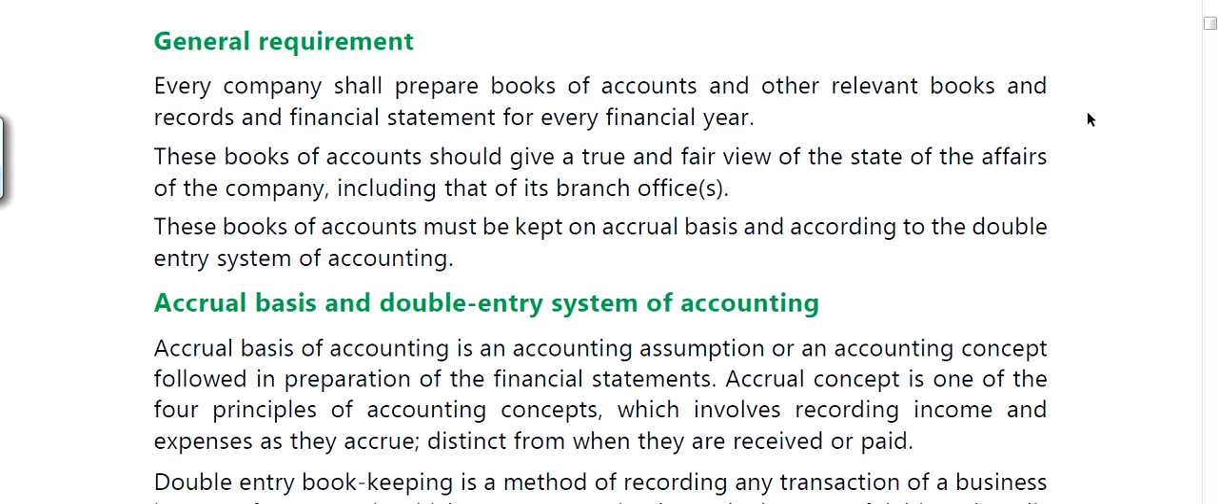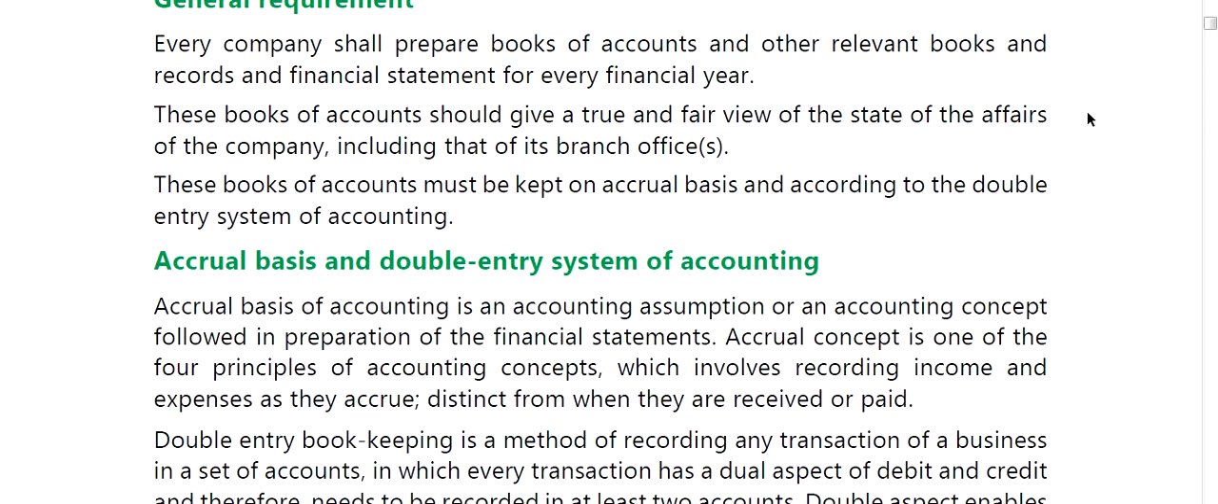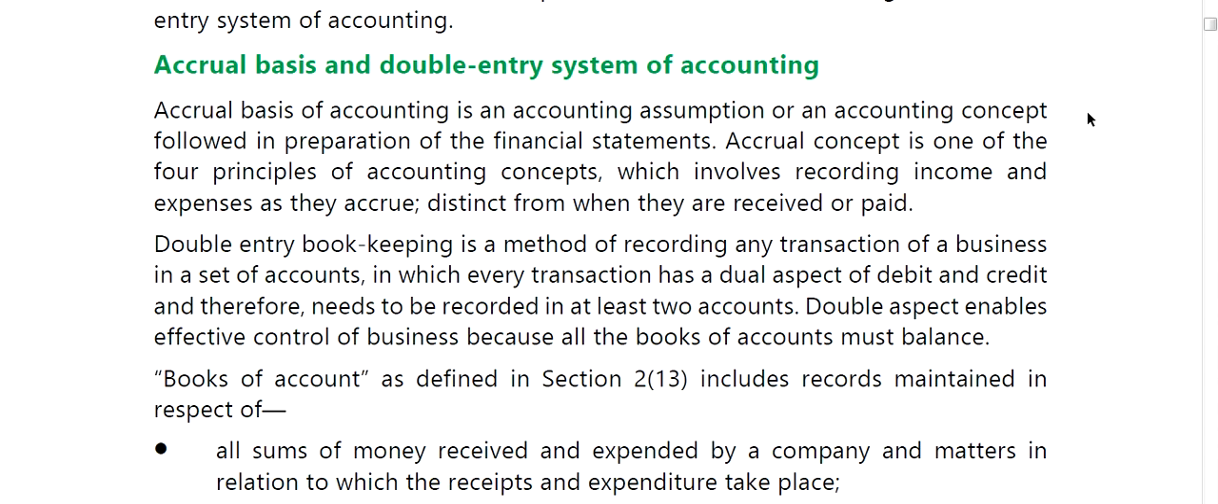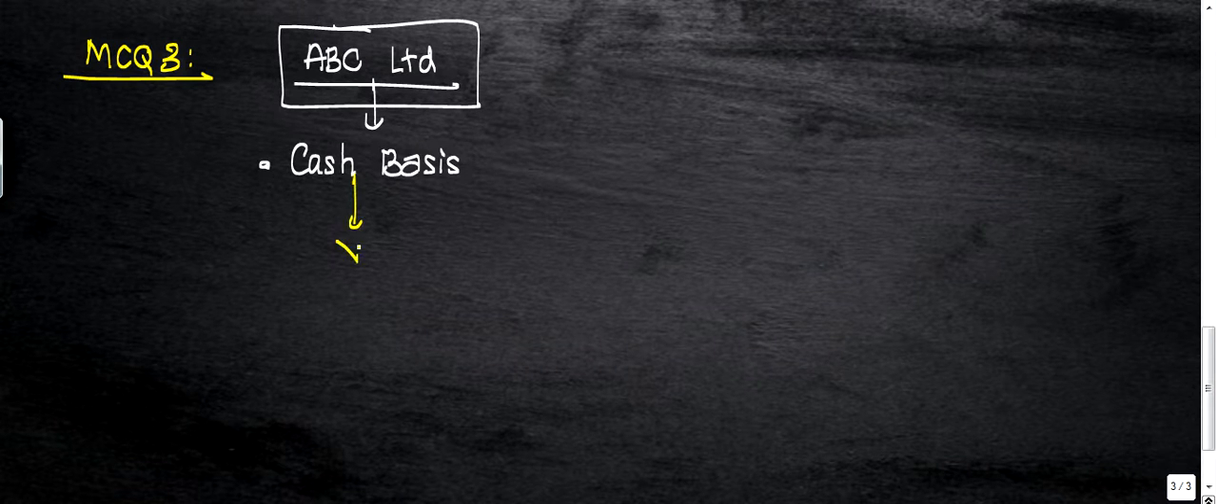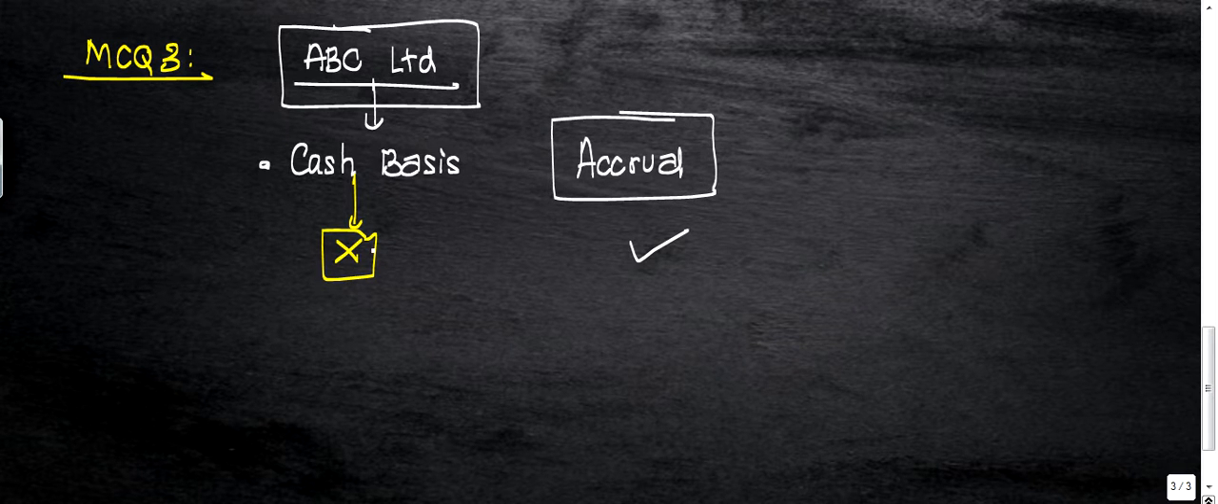General requirement: it should give a true and fair view. It should follow a double entry system and the accrual system. Let's say an MCQ probable question: ABC Limited follows cash basis for its accounting. Can it follow that? Answer is no. They cannot follow cash basis. It is compulsory to follow accrual. The accrual concept should be followed, not cash basis.